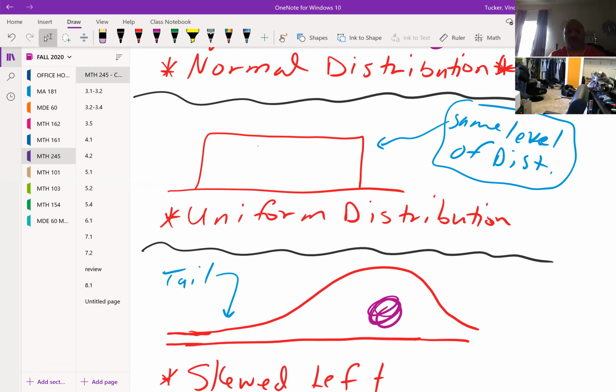All right. So another one is uniform distribution. We just have the same level of distribution. Looks more like a block.